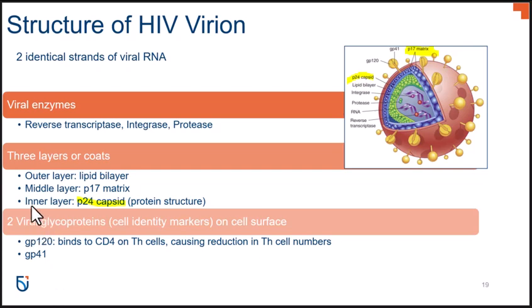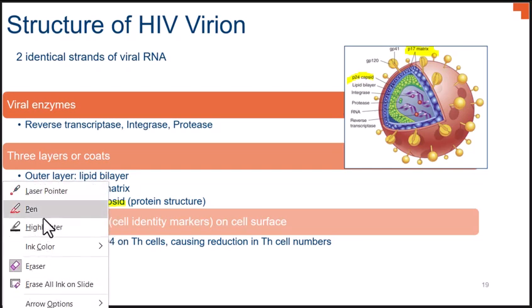There are two main viral glycoproteins, called viral because they're a part of the HIV virion. These are like antigens on the cell. They're cell identity markers that say what the cell is. They're found on the cell surface. Glyco means it's partly a carbohydrate and then partly a protein.